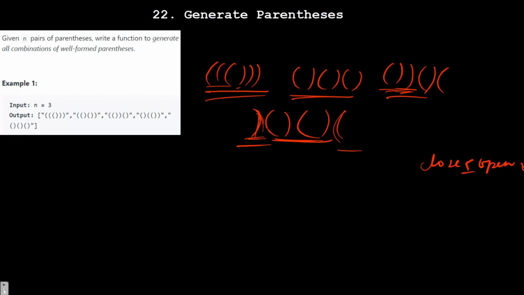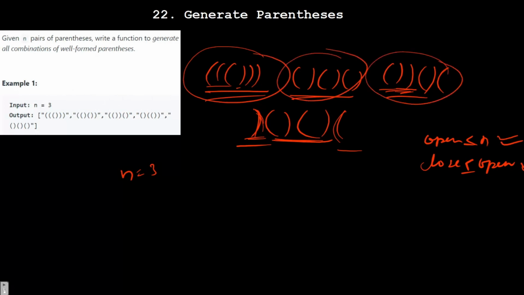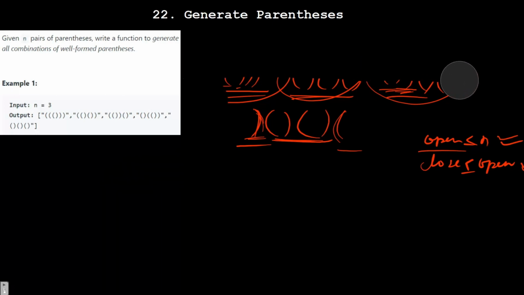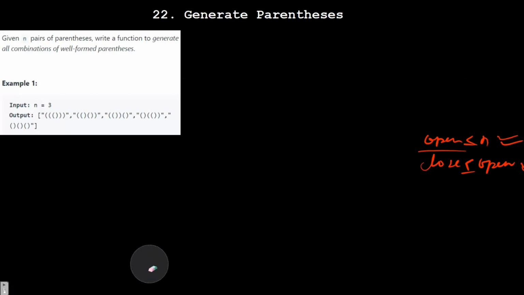This is one condition. And as we can use only n pairs of parentheses, the count of open parentheses should always be less than or equal to n. These are the two conditions that we have to satisfy to form the parentheses. Based on these two conditions, we can either choose an open or a close parenthesis. Whenever we have a choice and some conditions, we can use recursion plus backtracking. So that's what we are going to use to solve this problem.